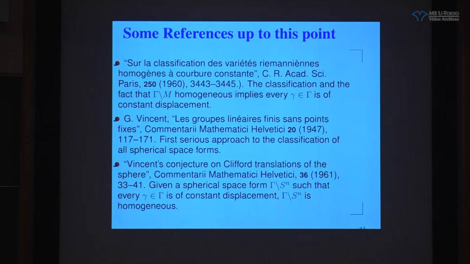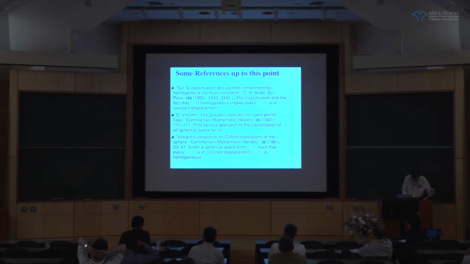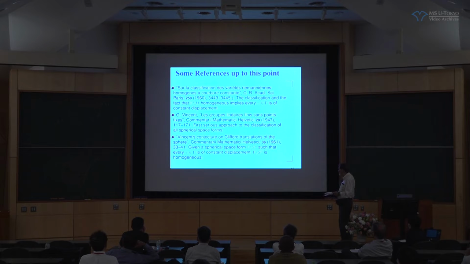I should point out that Georges Vincent's paper was pretty much completed in the late 30s, but then he was in the Swiss Army during World War II and not thinking about mathematics. And then afterwards, as a student of Heinz Hopf, he completed what he did, which was they look at the case where gamma is metabelian and see which are the corresponding spherical space forms.